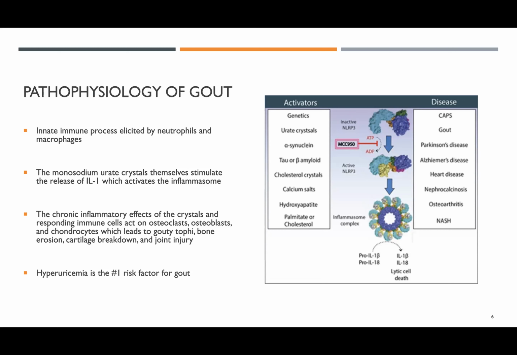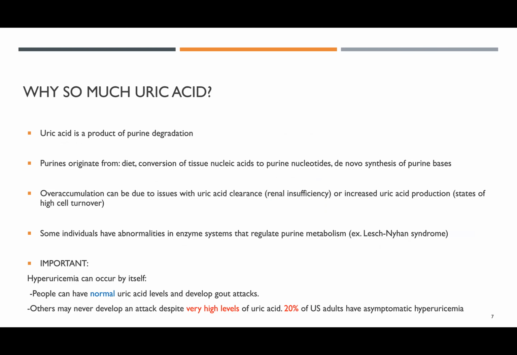And then the chronic inflammation itself from the crystals and the immune cells cause osteoclasts, osteoblasts, chondrocytes to develop gouty tophi, which we'll get into, bone erosions, cartilage breakdown, all the long-standing joint injury that we're trying to prevent when we treat gout. The number one risk factor for all of this is hyperuricemia, high uric acid levels in the blood. So why so much uric acid?